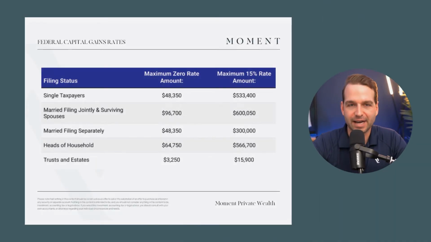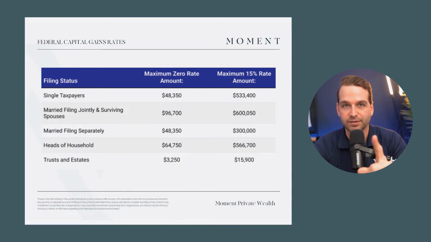What we're looking at here, guys, is the filing status on the left-hand side. And then we're looking at the maximum 0% rate, because there actually is an amount that you can pay 0 capital gains taxes on that investment income. And then we're looking at the maximum 15% rate. So understand this. There's 3 different federal tax rates for capital gains income. There's 0%, there's 15%, and then there's 20%.